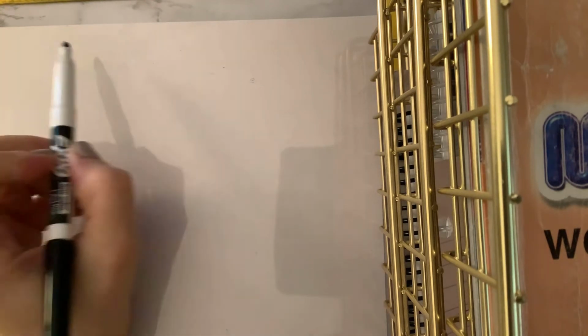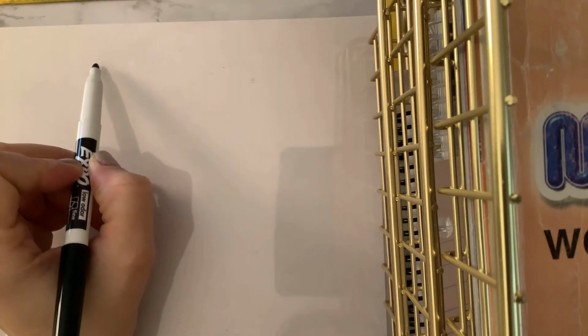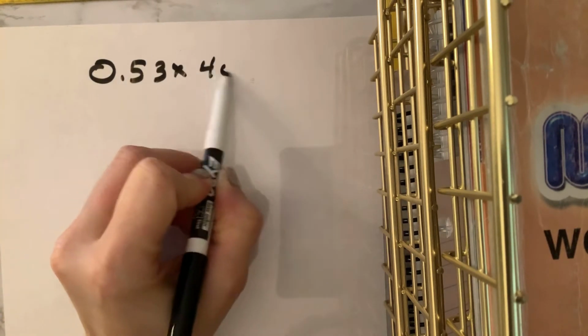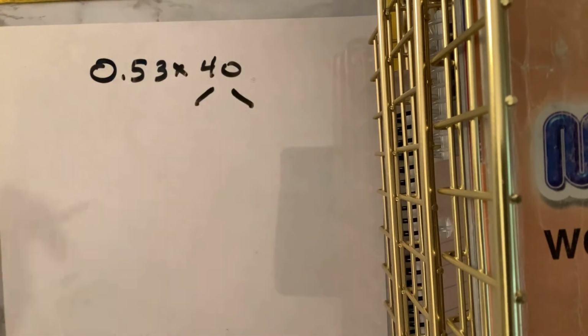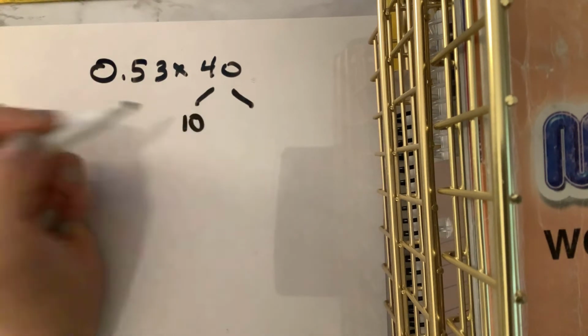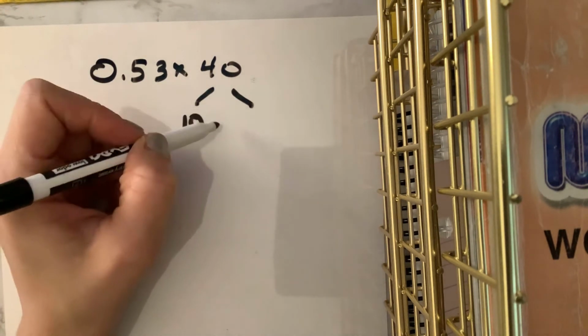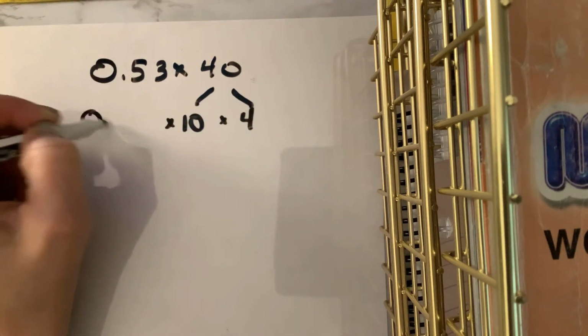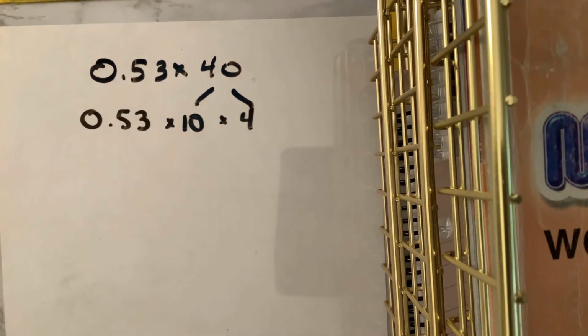So I'm flipping you around. So let's take an example here. Let's say, and this one actually is coming from your textbook, but for now, let's just say we're multiplying 53 hundredths by 40. So what I want you to be thinking about is how you can break this number into its two parts, where one of the parts is 10, right? And 10 times what is 40? 10 times 4. So now we've kind of broken this into multiple parts.